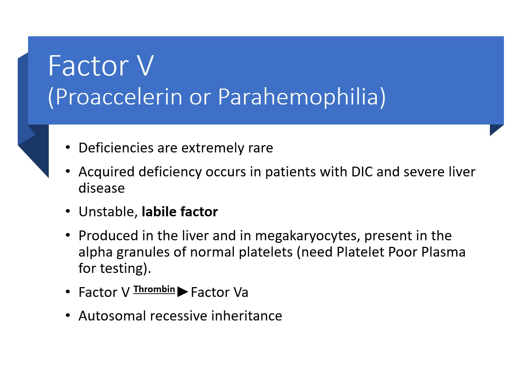Inherited deficiencies are typically associated with autosomal recessive inheritance patterns, and there's one specific type of gene mutation that can occur called a factor V Leiden gene mutation, and we're going to talk in more depth about that as we go along.